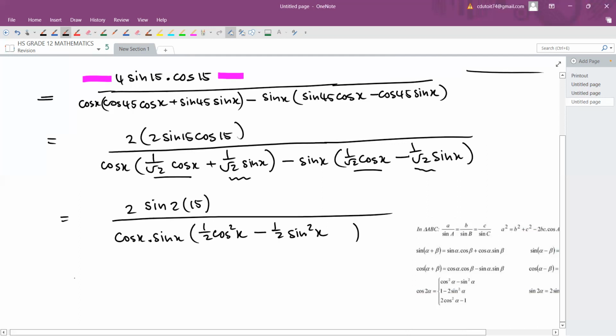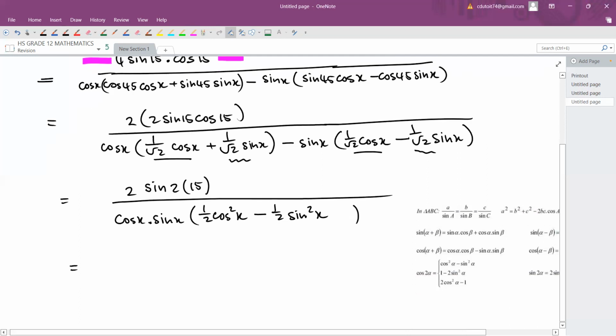Good. So I have 2 sin 30 on top. I have sin x at the bottom times cos x at the bottom. And I'm going to factorize a half out.